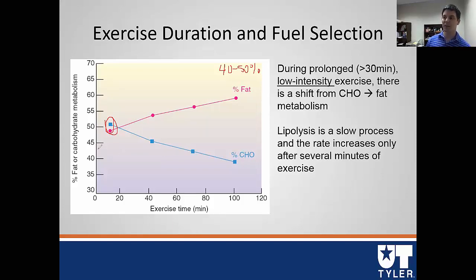One thing I'll note about this is you'll notice that our percentages don't go to 0 and 100, that we really only go from about 50%. It looks much more drastic than it does if you compare it to that previous figure, right? So we go from about 50% to about 60% fat, whereas about 50% carb to about 40% carbohydrate utilization as exercise duration goes on. So it's not a huge shift, but it is a shift. And we'll talk about why this makes sense in the next two slides.